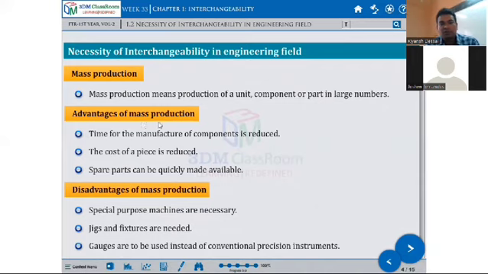An advantage of mass production is time for manufacture of component is reduced. Time required is less. The cost of the piece is also reduced. The spare parts are quickly made available.